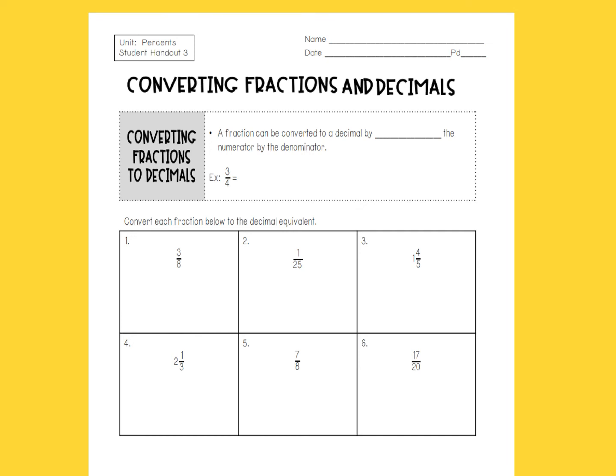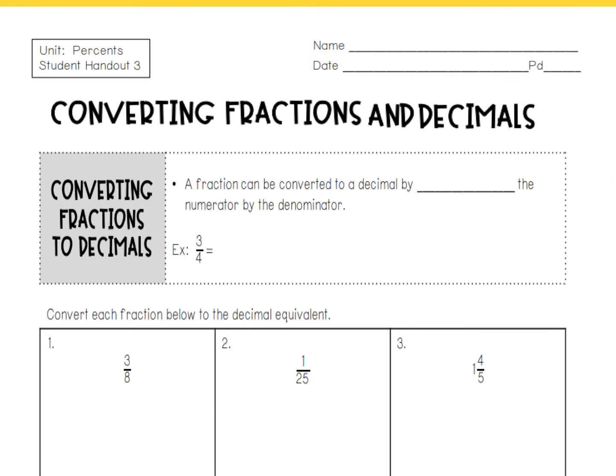Today we are going to be converting fractions and decimals. So when converting fractions to decimals, a fraction can be converted to a decimal by dividing the numerator by the denominator. So we have 3/4. In 3/4 we know that 3 is our numerator and 4 is our denominator.